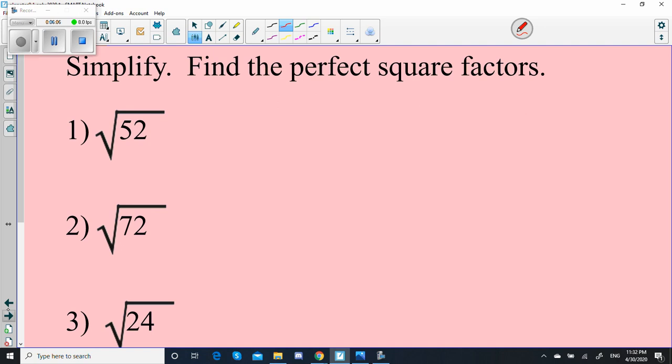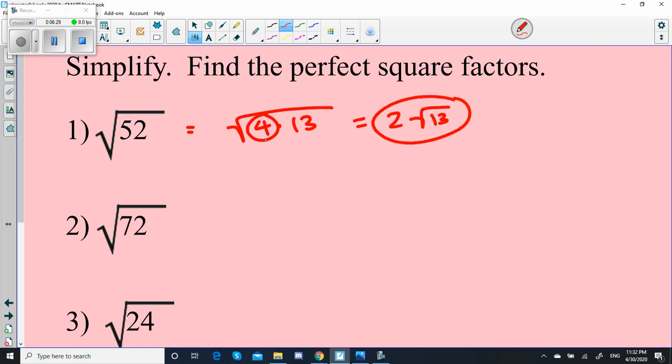Okay, so 52. If I don't know, I use my calculator. Let's try 4. So 52 divided by 4 gives me 13. So that has to be it because 13 is prime. So I'm going to rewrite this as 4 times 13. 4 is the perfect square, so that's 2 radical 13. And all I did was take the square root of 4.